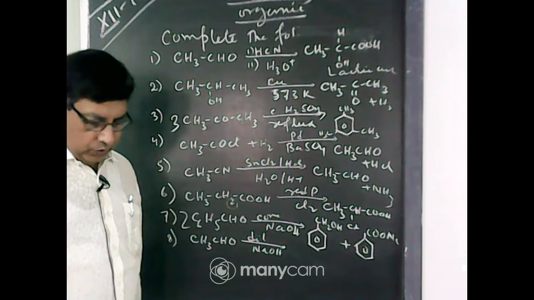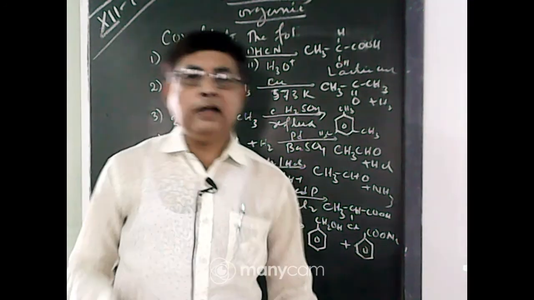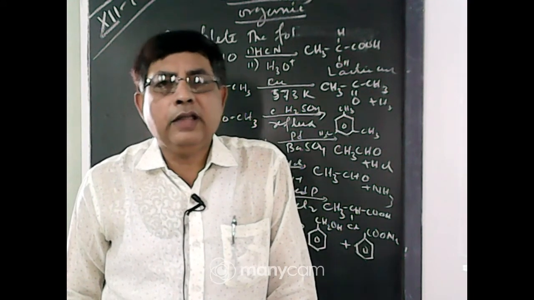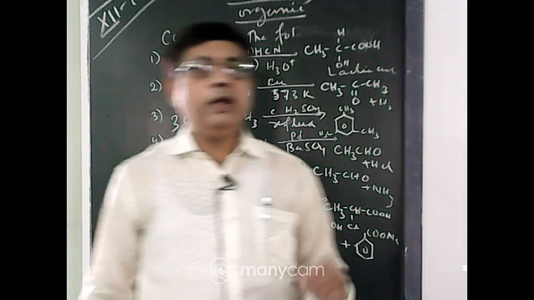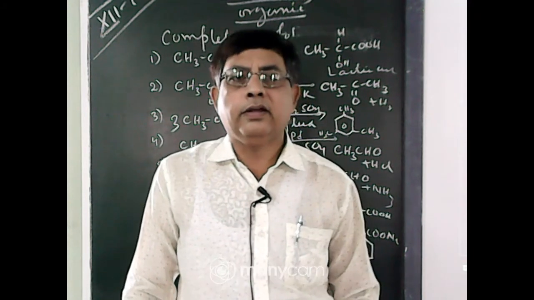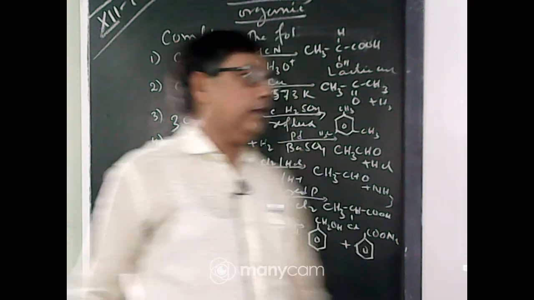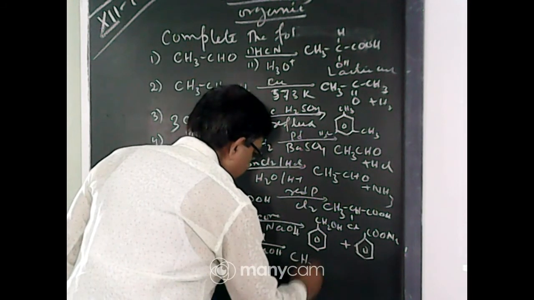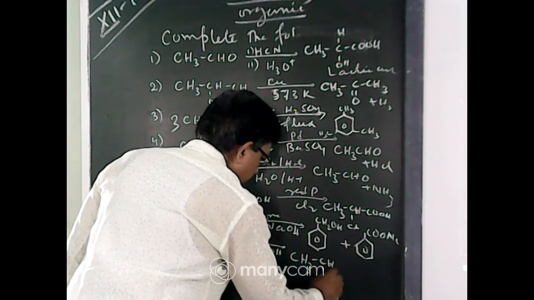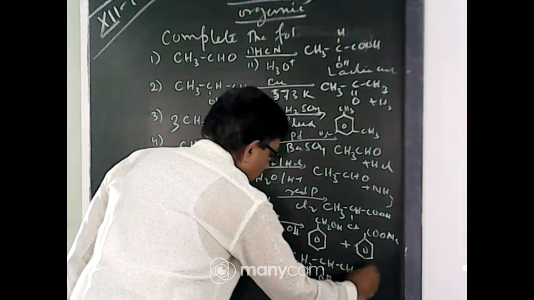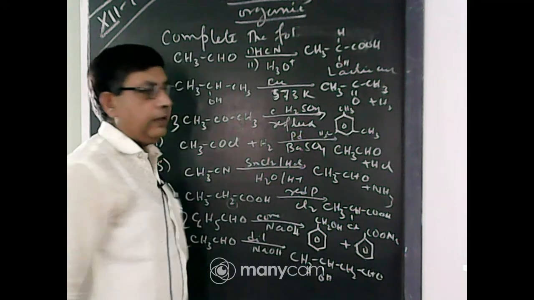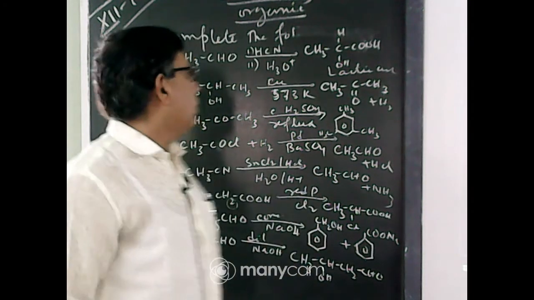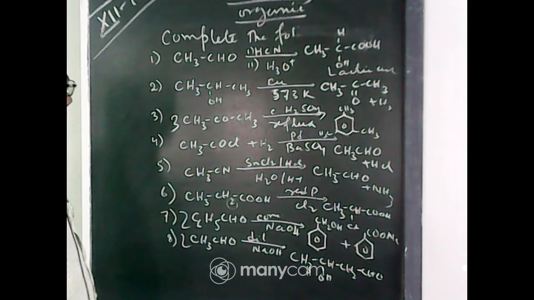Acetaldehyde treated with dilute NaOH. Acetaldehyde has alpha hydrogen atoms. Aldehydes which have alpha hydrogen atoms, when treated with dilute alkali or acid, undergo aldol condensation. So two molecules of acetaldehyde condense to form CH3CHOHCH2CHO, 3-hydroxybutanal.